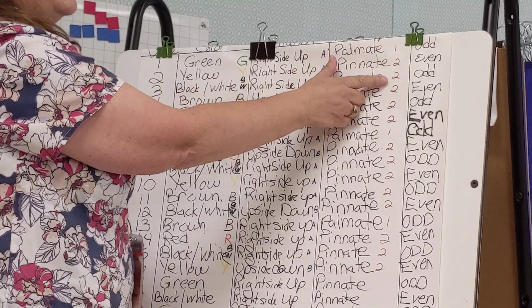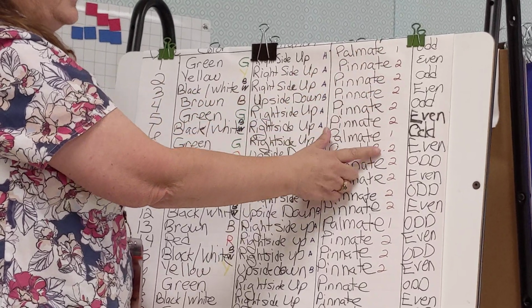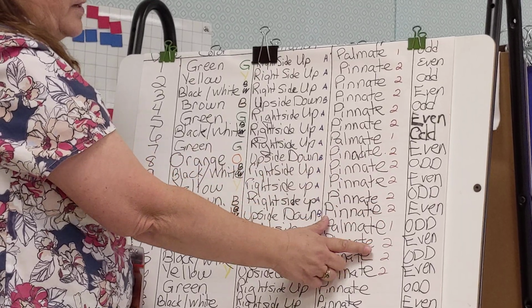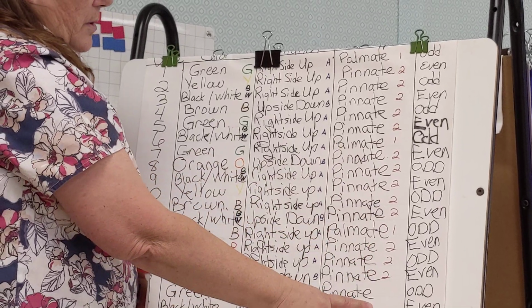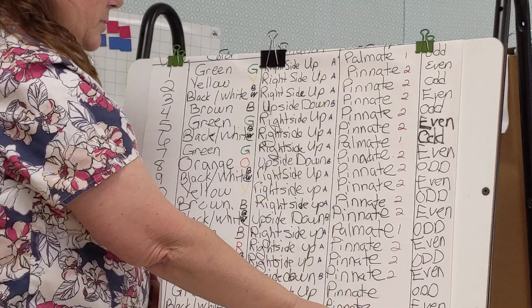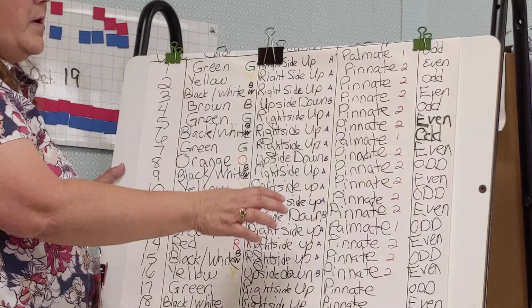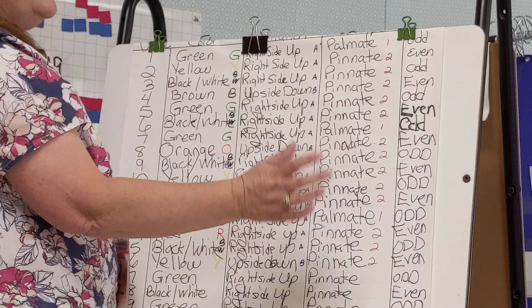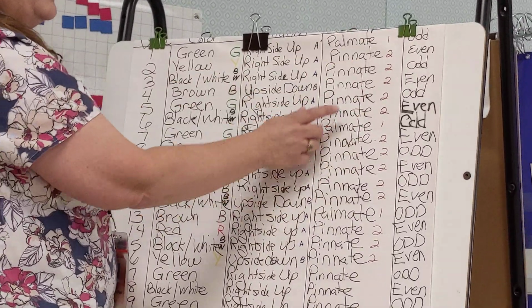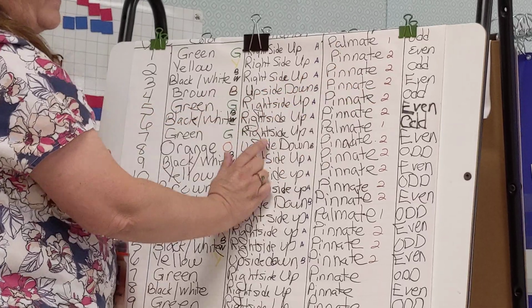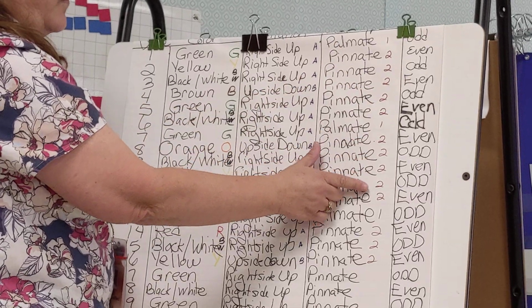So it goes 1, 2, 2, 2, 2, 2, 1, 2, 2, 2, 2, 1. Excuse me, 1, 2, 2, 2, 2, 2. Let's see, 1, 2, 3, 4, 5, 6. Oh, I think we're all right. So let's come back and count how many 2s we have in between the 1. 1, 2, 3, 4, 5. 1, 2, 3, 4, 5.